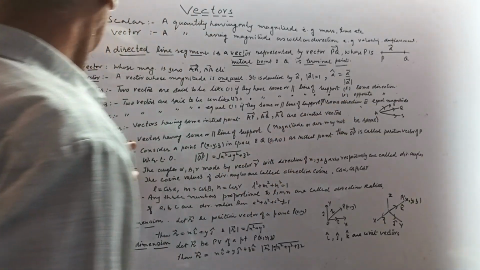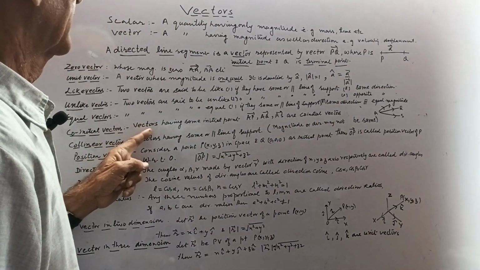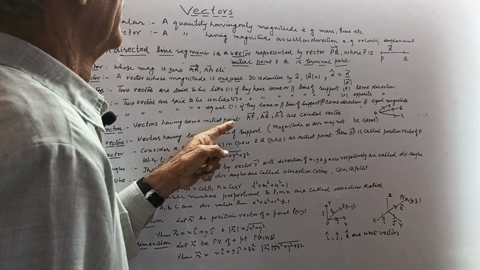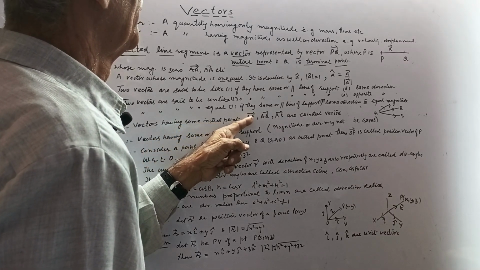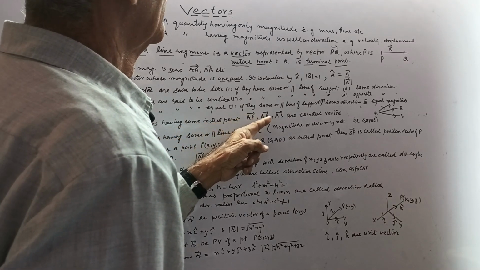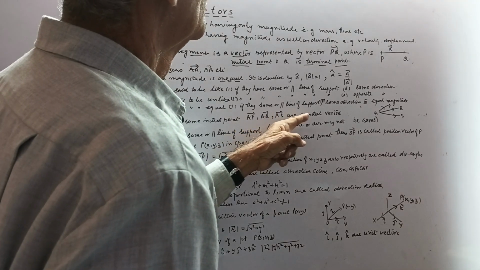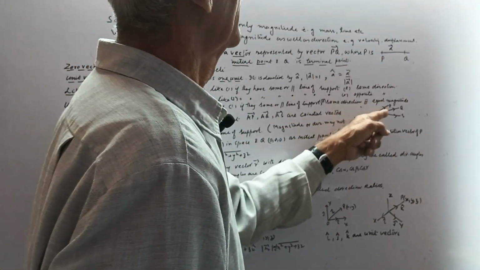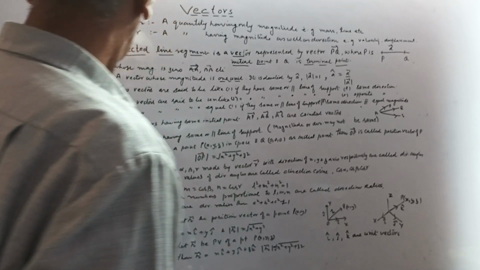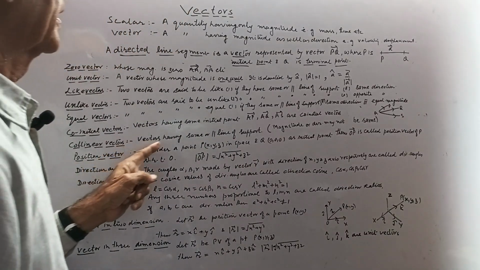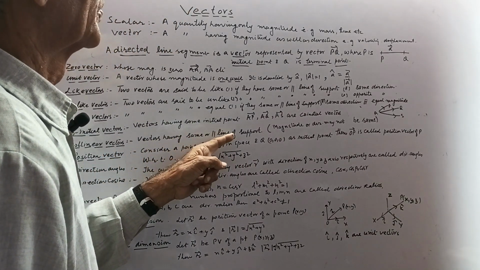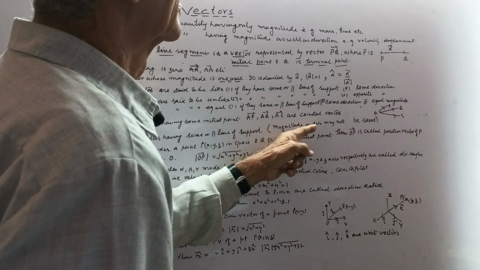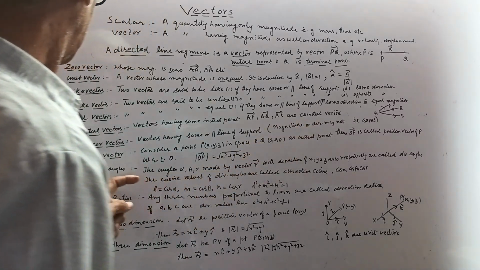Co-initial vectors: vectors having the same initial point. Vector AP, vector AQ, vector AS are co-initial vectors because all have the same initial point. Collinear vectors: vectors having the same or parallel line of support; magnitude or direction may not be the same.